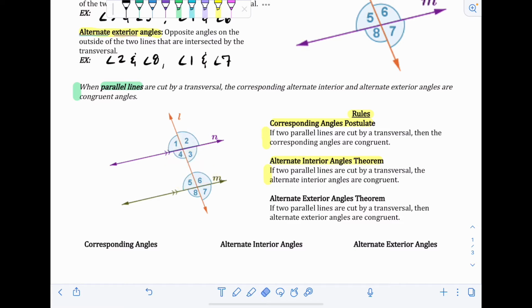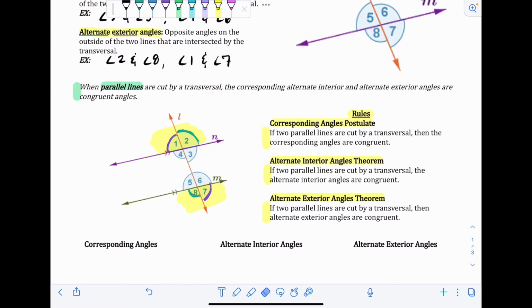And then the next theorem, the alternate exterior angles theorem. If two parallel lines are cut by a transversal, then the alternate exterior angles are congruent. It's essentially the same theorem, but now we're looking at the alternate exterior angles only. In this case, it would be angle 1 and angle 7. They're on the exterior of the two lines and they're on opposite sides of the transversal. The other pair that would be congruent is angle 2 and angle 8. Same thing, outside and on opposite sides.